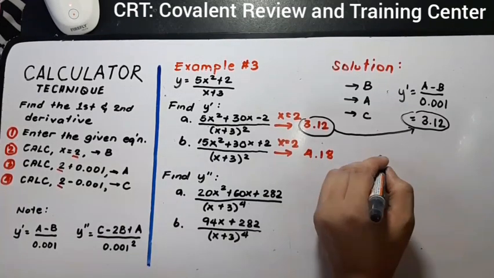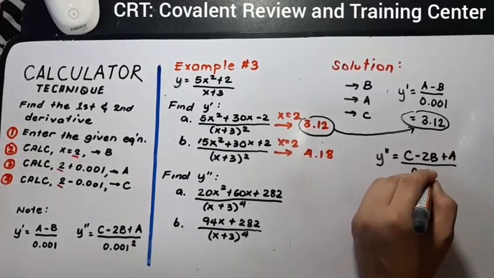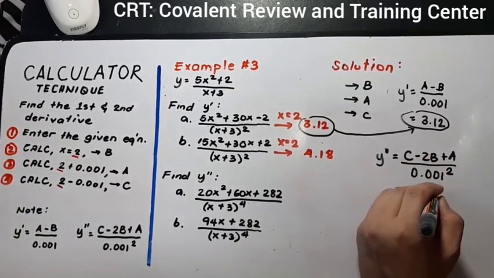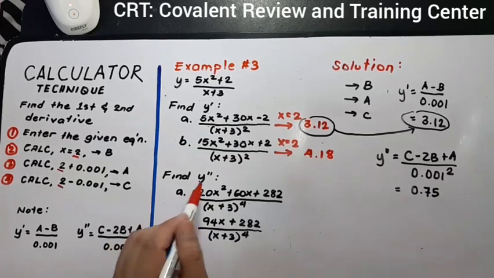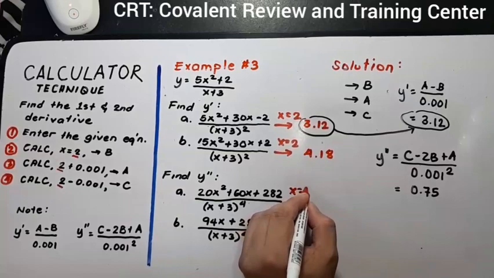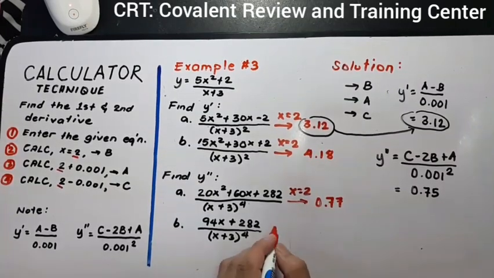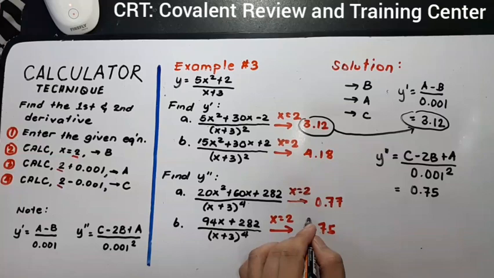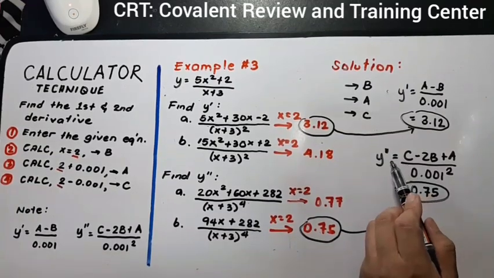Then, for the second derivative, let us use again C minus 2B plus A all over 0.001 squared. And the result of this formula is 0.75. Then to determine between A and B which is the correct answer for the second derivative, again, we will substitute x equals 2 to this expression. So for letter A, it will give 0.77. Then for letter B, if we substitute x equals 2, it will give 0.75. Therefore, between A and B, the correct answer is letter B, because the result is equivalent to the result of our second derivative formula.